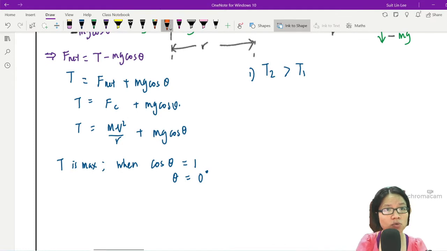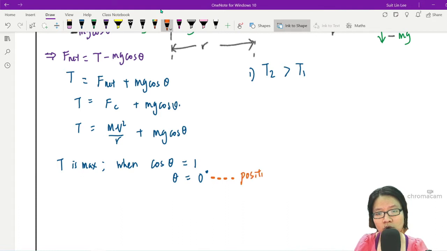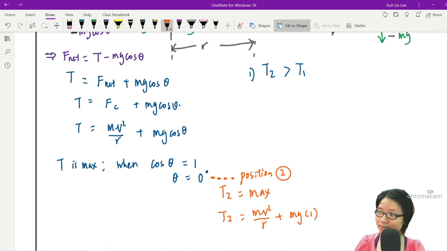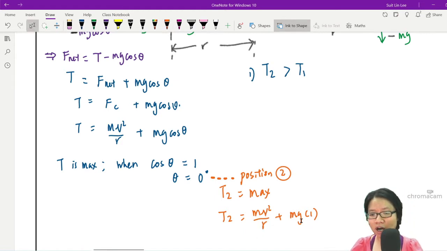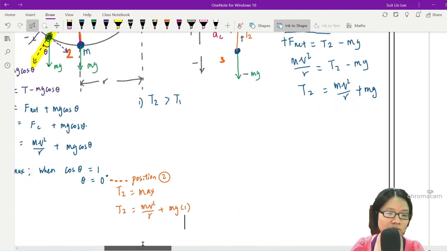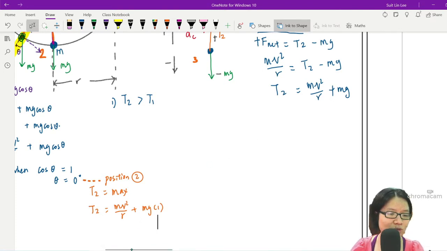So theta 0 is immediately related to position 2. Okay? So T2 is equal to maximum. And what is maximum T2? T2 will be mv square over r plus mg times 1. Okay? mv square over r plus mg, as previously derived here. See here? mv square over r plus mg.